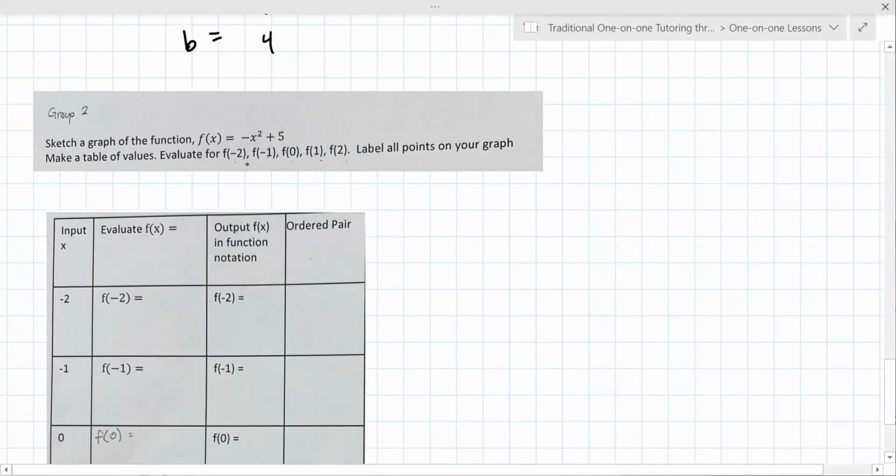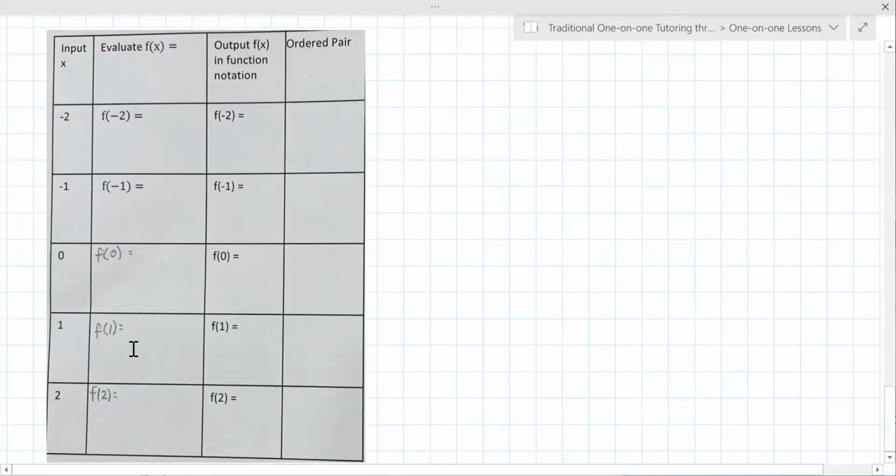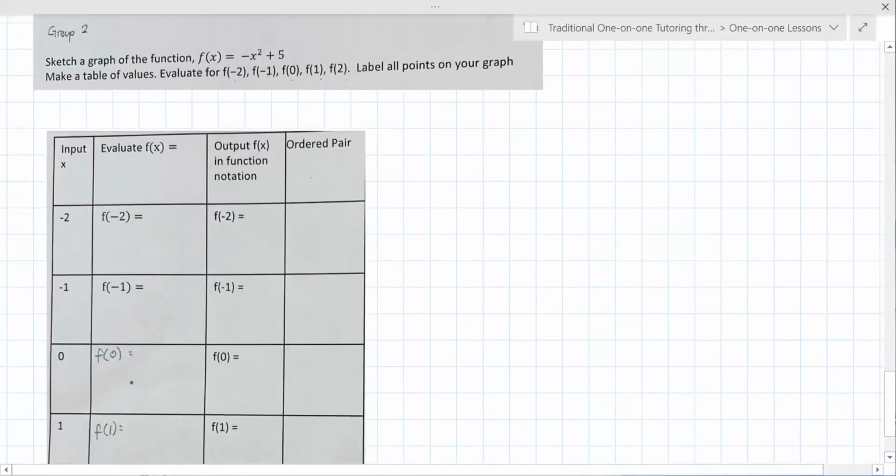The thing here that most students don't remember is that when you substitute for a variable, you're substituting in parentheses. Let's do it for one first, because I think this will make more sense. So it's minus parentheses 1 squared plus 5. See how this x is really in parentheses, even though it's not shown that way? It's implied that it's there, but you've got to know that that's the case.